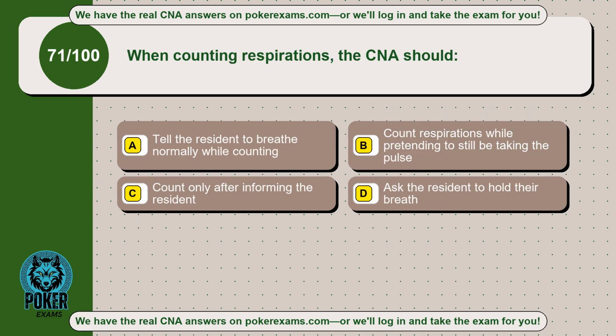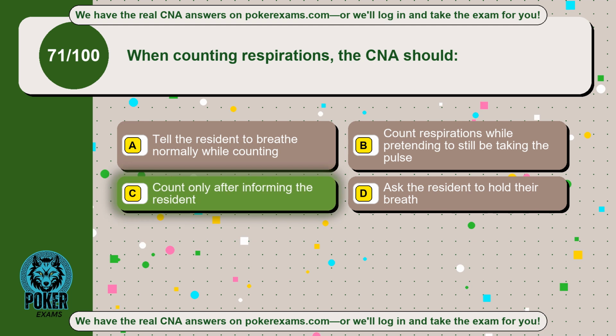Question 71. When counting respirations, the CNA should Option A, tell the resident to breathe normally while counting. Option B, count respirations while pretending to still be taking the pulse. Option C, count only after informing the resident. Option D, ask the resident to hold their breath. The correct answer is option C, count only after informing the resident.